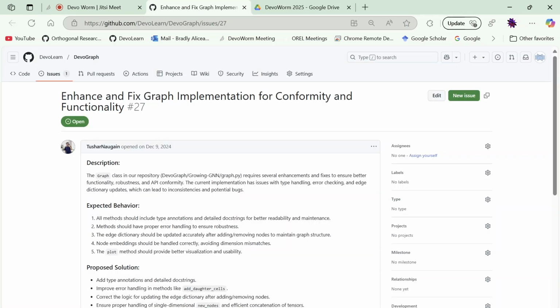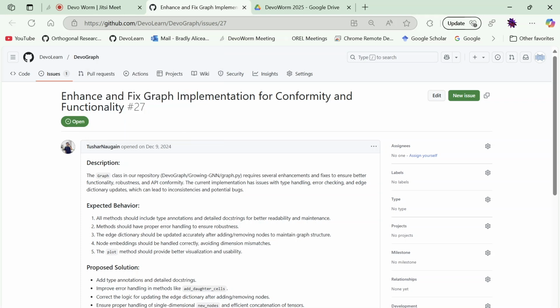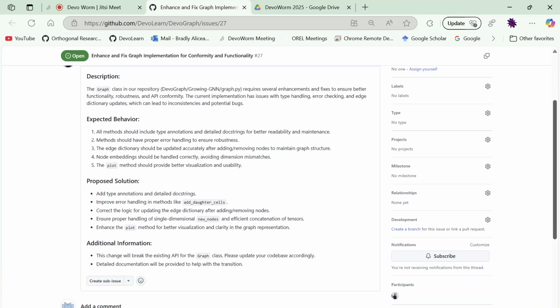This is DevoGraph issue 27, enhance and fix graph implementation for conformity and functionality. It was opened on December 9, and I don't know who opened this issue. I wasn't familiar with it. I don't remember seeing this. I didn't pay too much attention to it at the time, but basically, the graph class in our repository, DevoGraph growing GNN graph.py, requires several enhancements and fixes to ensure better functionality, robustness, and API conformity. So it goes over the expected behaviors, and then the proposed solution and additional information.